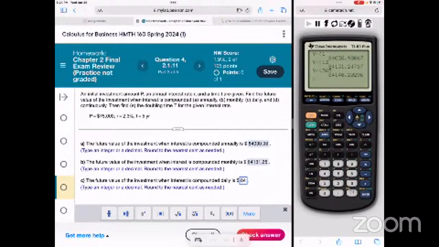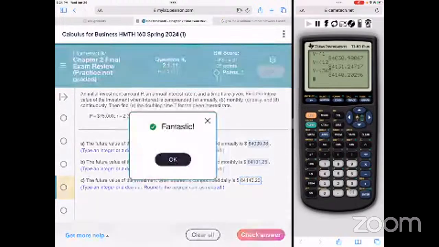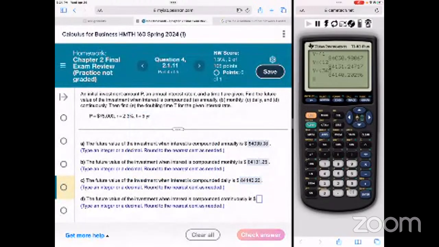Continuously, so now we have to use a different formula. Continuous is PERT, P E to the R T. So the principal is 75,000 times E. The rate is 0.023, and the time is 5 years. So we're using PERT. A equals P E to the R T. Okay. So then we get 84.140 and 51 cents.